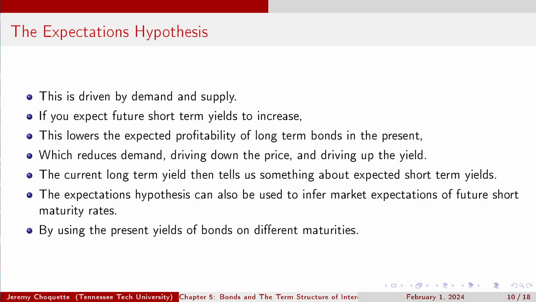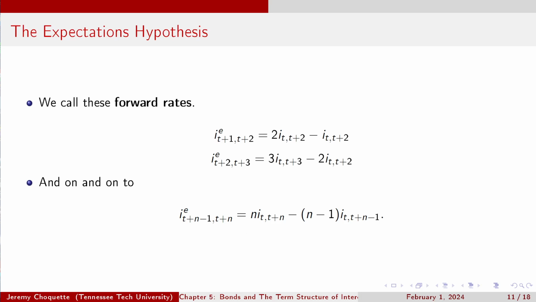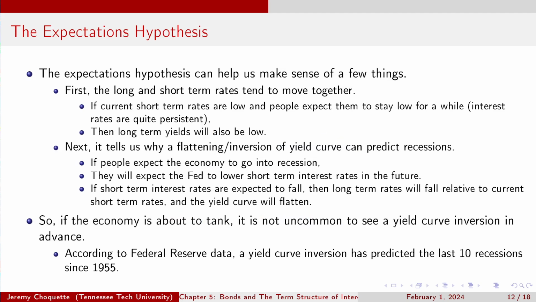So the expectations hypothesis can be used to infer the market's expectations of future short-term yields. And this is done by using the present yields of bonds on different maturities. These are what's known as forward rates. I'm not going to make you guys compute these, so don't worry about it.